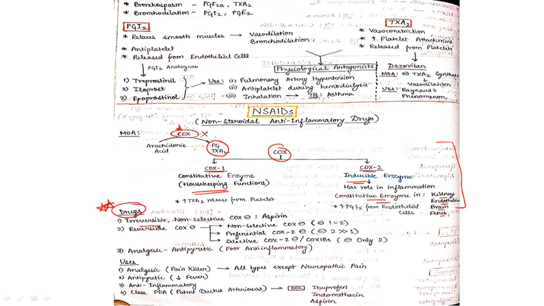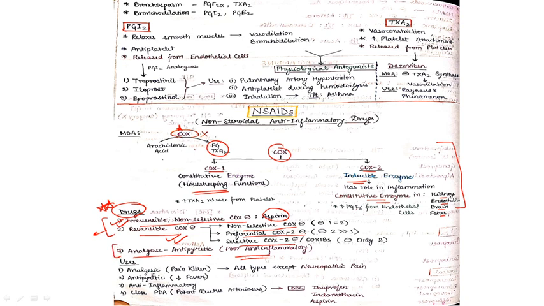So the first drug is the irreversible non-selective COX inhibitor, that is aspirin. Second is the reversible COX inhibitors. They include three groups: non-selective COX inhibitors, preferential COX-2 inhibitors, and selective COX-2 inhibitors. And the third group is the analgesic-antipyretics, which have poor anti-inflammatory effect. These two groups have good anti-inflammatory effect, but this group has poor anti-inflammatory effect.